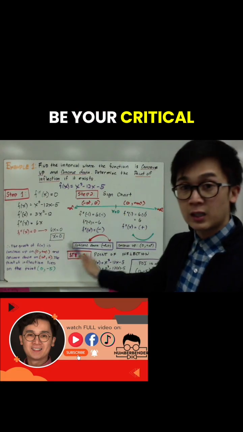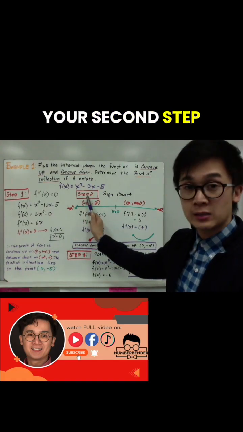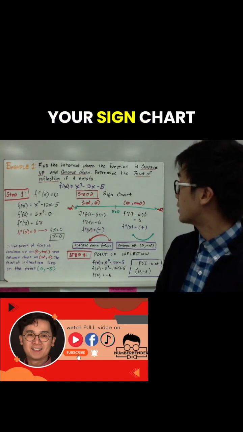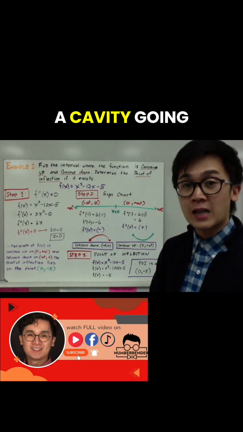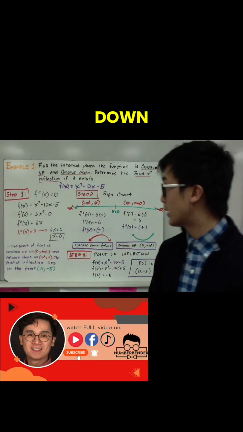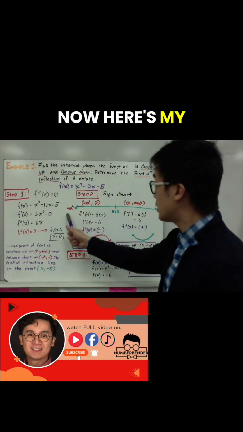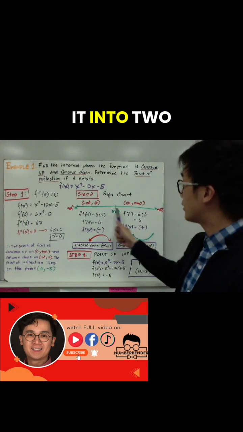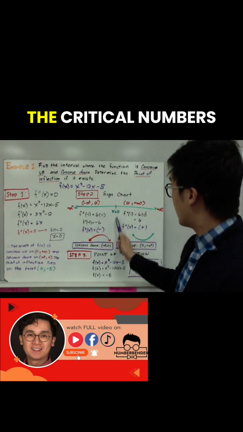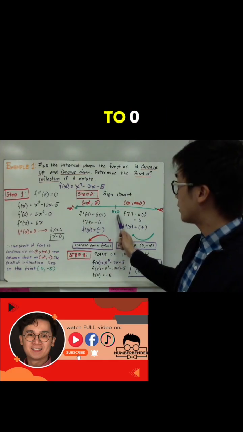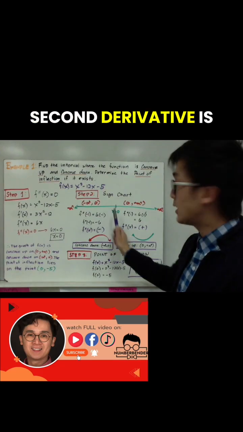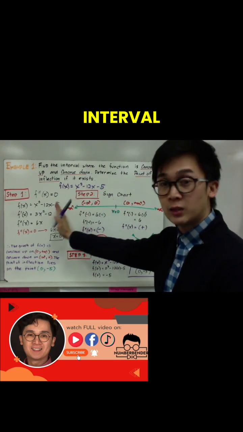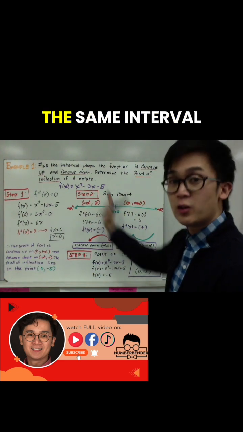And this will be your critical number that you will use on your second step, which is constructing your sign chart to check whether the function has a concavity going up or going down. Now here's my sign chart and I partition it into two. The critical number is at x equal to 0, so that means I'm going to check if the second derivative is positive for this interval or negative for the same interval.